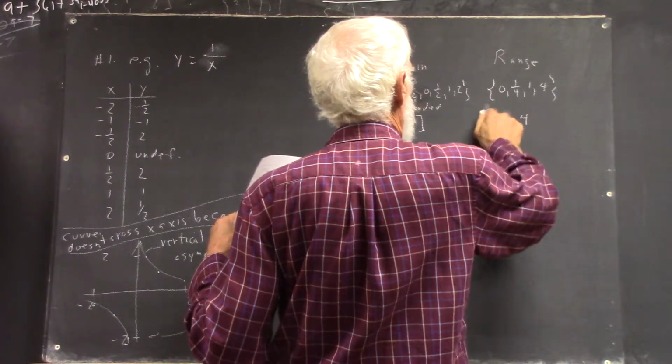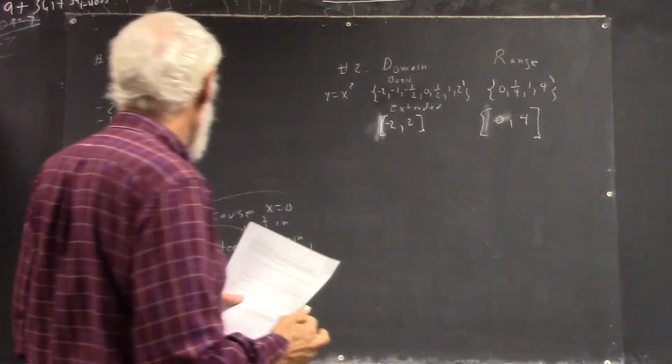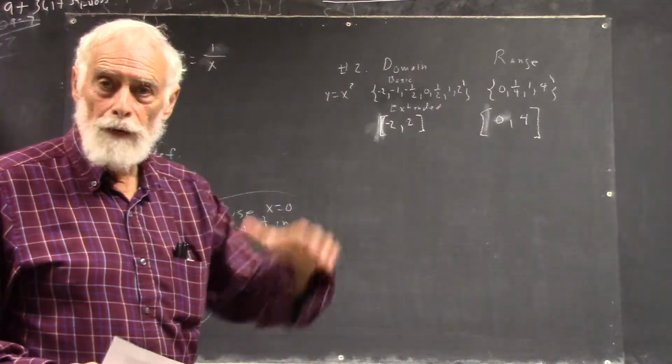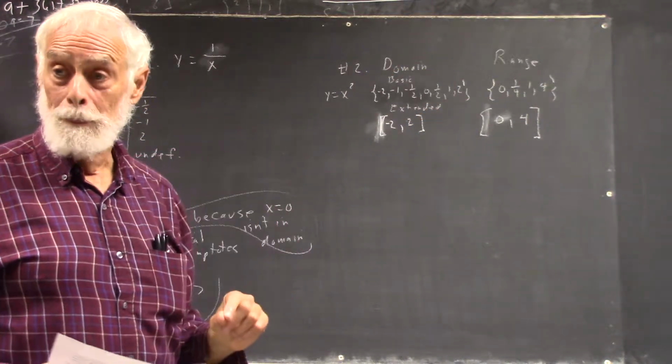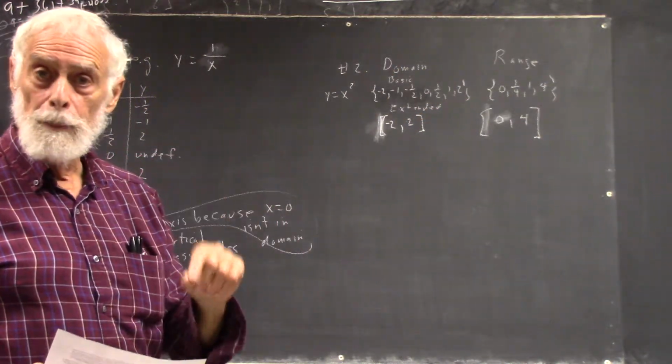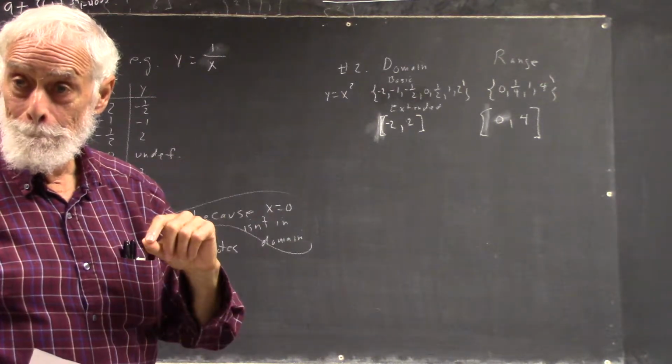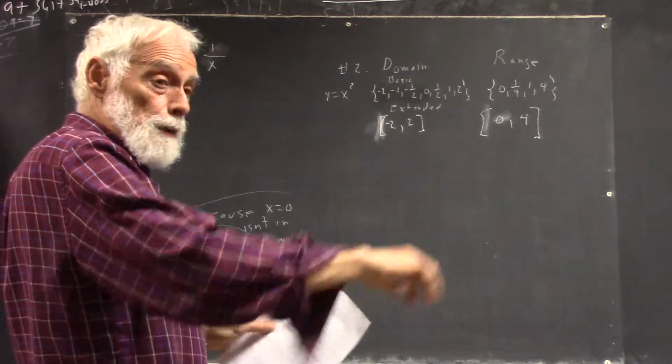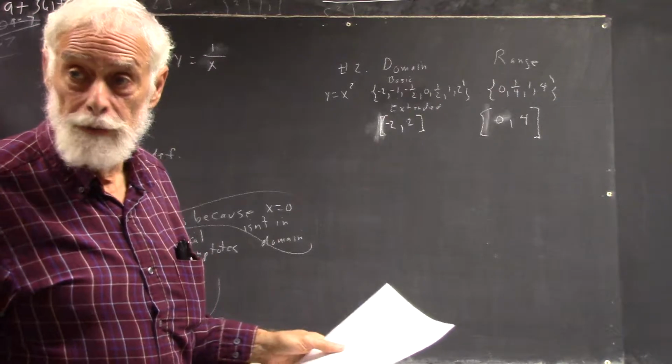It's the interval 0 to 4. On the x squared graph, all the y values from 0 to 4 occur. There are points on the graph for every number between 0 and 4, right? Okay? And that's what you get when you connect it with the curve, and it becomes obvious why.